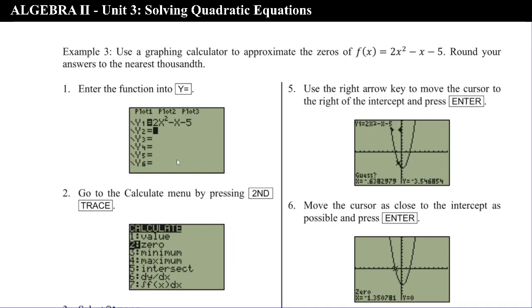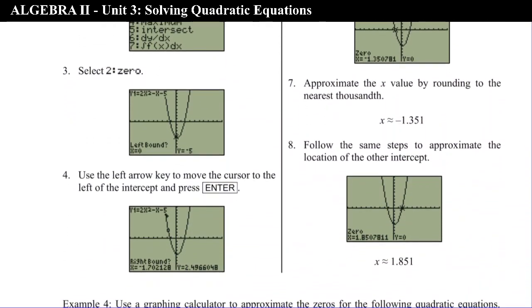And feel free to pause this video as you go along with your graphing calculator as you do these steps. Now the next thing you're going to do is go to the calculate menu, and you access it by pressing second trace. So the second key is going to be toward the top left-hand corner, not directly underneath the screen, but below that. And then the trace button is going to be the fourth button underneath the screen. So you're going to hit second trace, and it'll take you to the calculate screen, and you're going to select item 2, which is zero, because that's what we're looking for. We're trying to find what the zeros are.